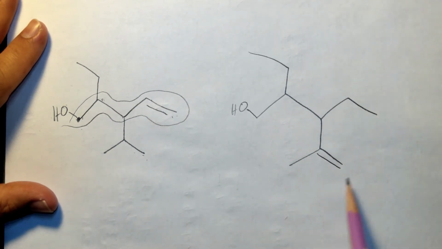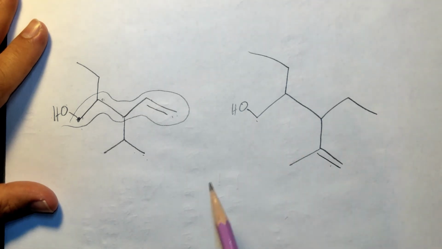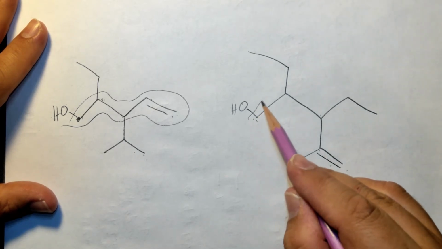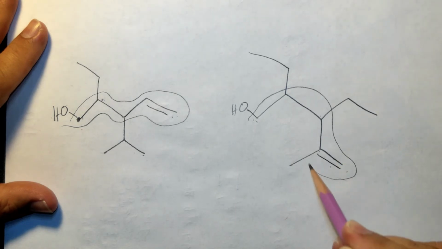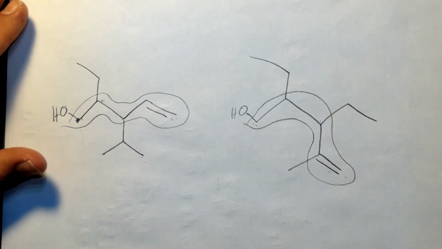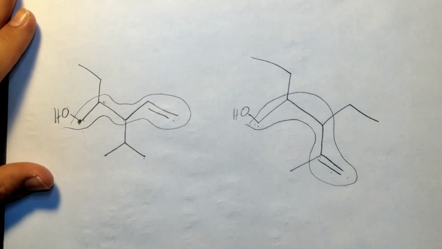Same thing down here. Now it's this chain, the one that goes from here to here, that has 1, 2, 3, 4, 5 carbons and contains the unsaturation. So that's the parent in that case. So you do have to try to include as much of the unsaturation as possible.